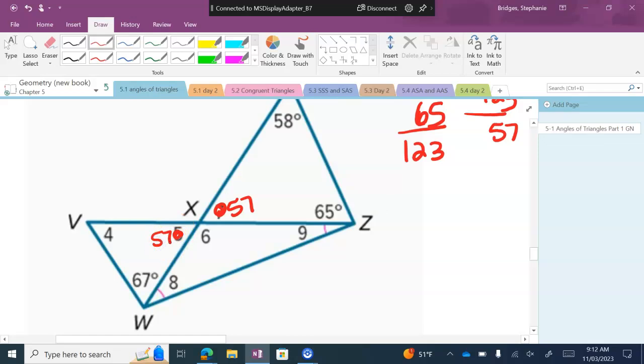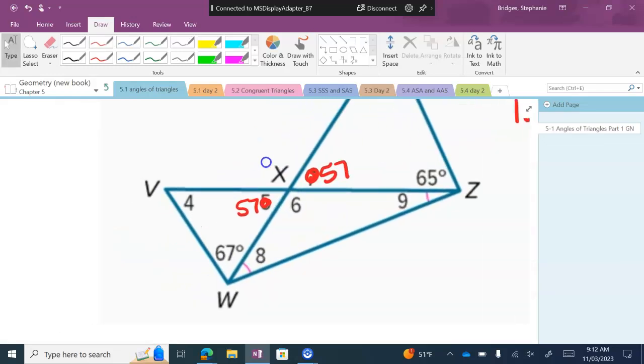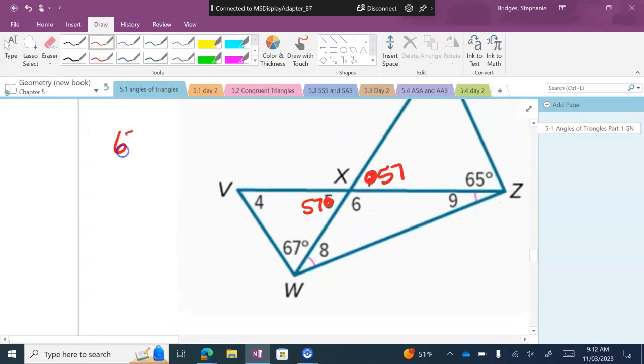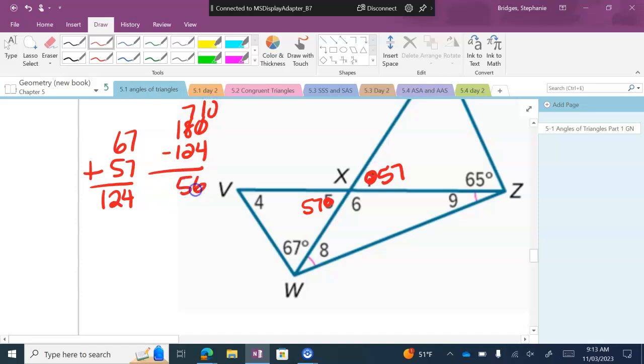And then when you get that, let's get angle 4 first. It's 67 plus 57 equals 123. Then it'd be 56. Okay. So angle 4 is 56. Is everybody okay with how we got those 3 angles? So I found one angle, used the vertical, found the other.